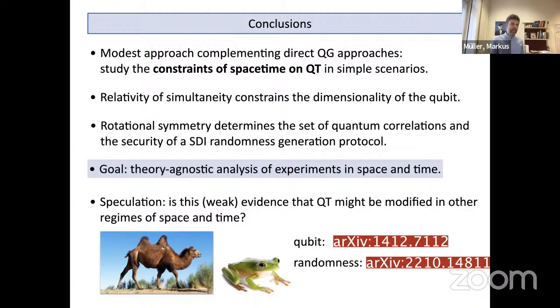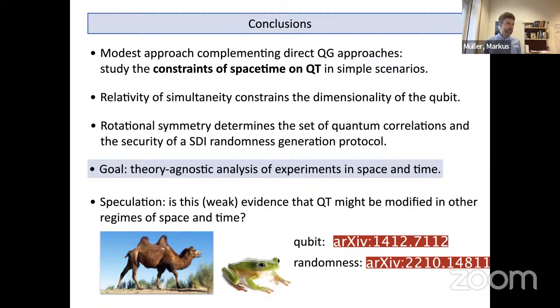I've shown you that relativity of simultaneity constrains the dimensionality of the qubit in some setup, that rotational symmetry, in some sense, determines the set of quantum correlations, and the security of semi-device independent randomness generation protocols. Maybe one way to see the goal of all this is to say it would be nice to have some kind of theory agnostic analysis of experiments in space and time. An experiment is always happening in space and time. You typically don't input abstract zeros or ones, but you send pulses of some duration, you rotate something somewhere, you wait a certain time. Doing an analysis of this without assuming the full machinery of quantum theory would be nice, I think.